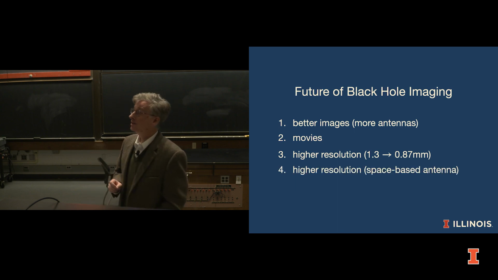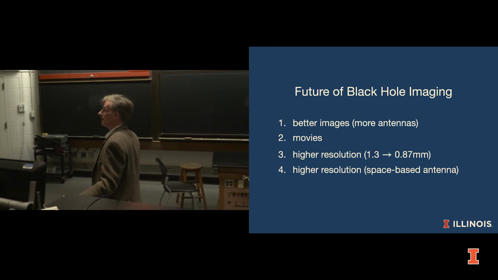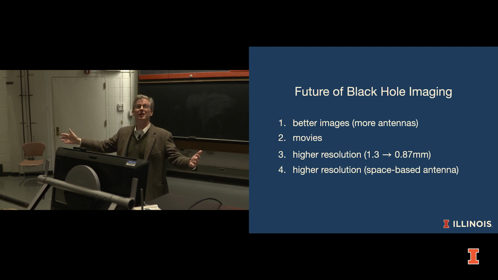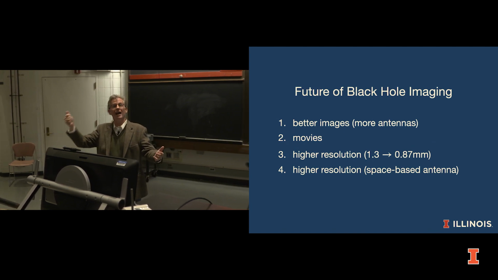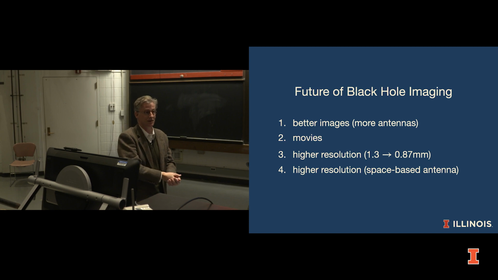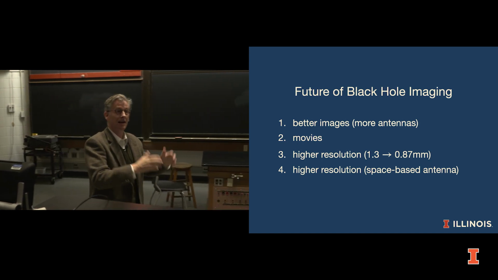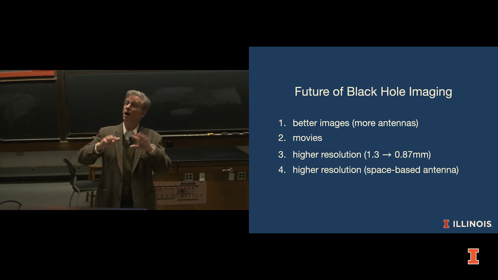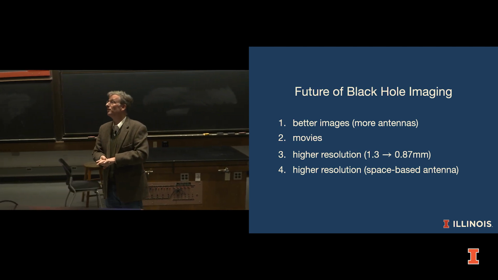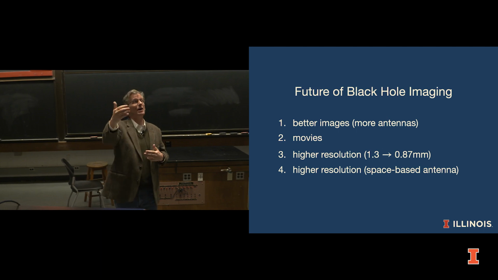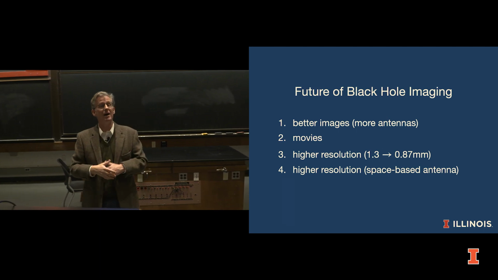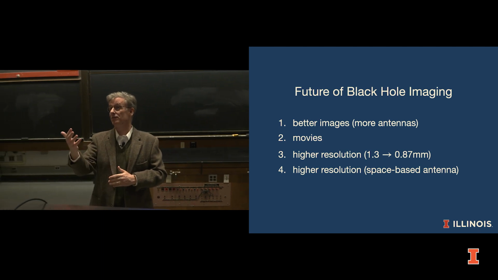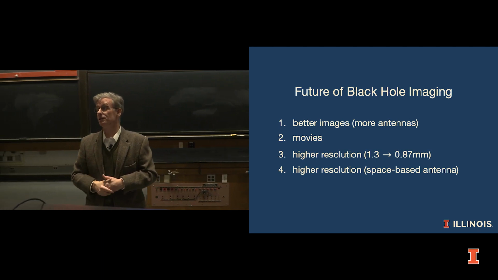If you do this, you can change the baselines. And so in lambda over d, the d becomes the distance between the satellite in orbit and an antenna on the surface of the Earth. And so you can get much higher resolution. Our idea is to put this satellite in an orbit that goes about halfway to the moon and then comes back. And that significantly, by a factor of more than 10, increases the resolution of the instrument.